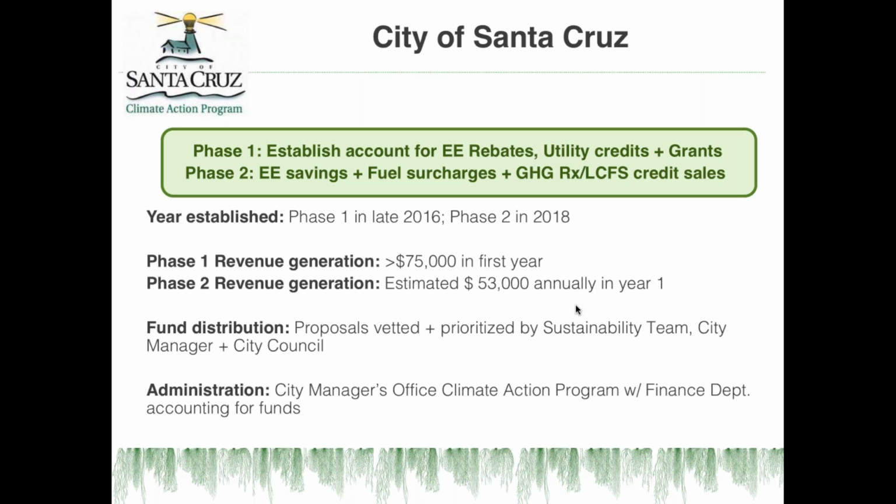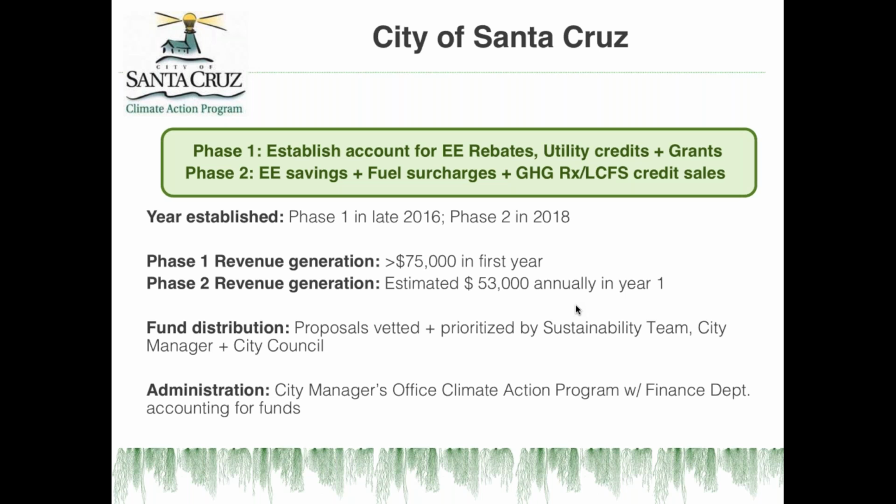I think in the first year, it's anticipated that over $75,000 of revenue will be generated. And in phase two, they're looking to expand the revenue streams to include potentially fuel surcharges on gasoline and diesel, so something between maybe a 1 and 5 cent tax per gallon, as well as diverting 50% of year one energy efficiency savings into the fund. So departments would budget for a normal year of energy purchasing and divert half the savings into the carbon fund.